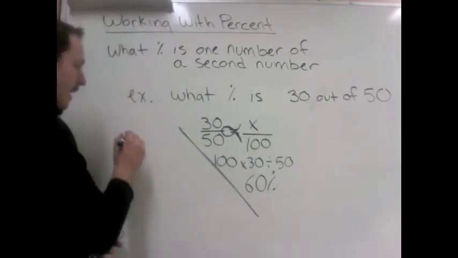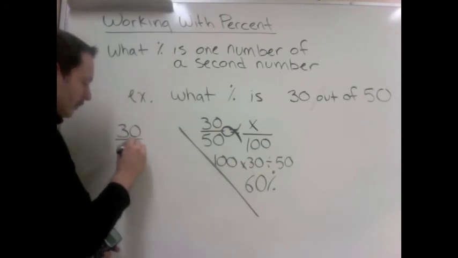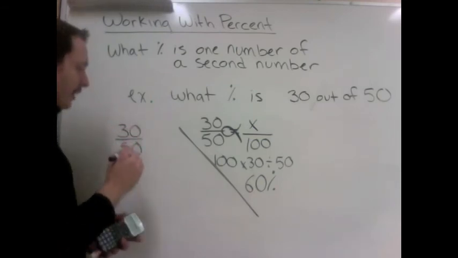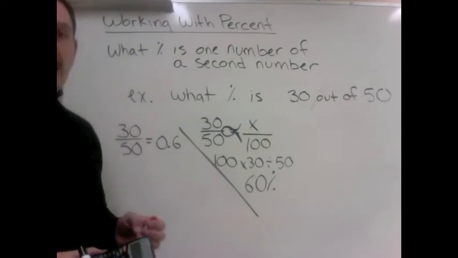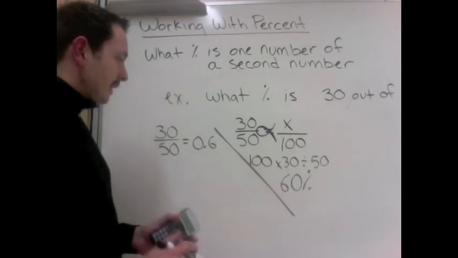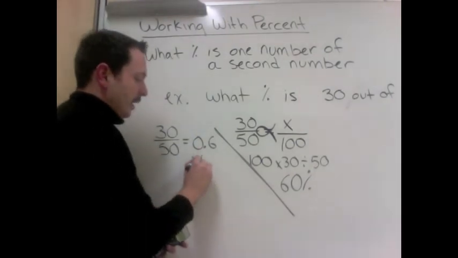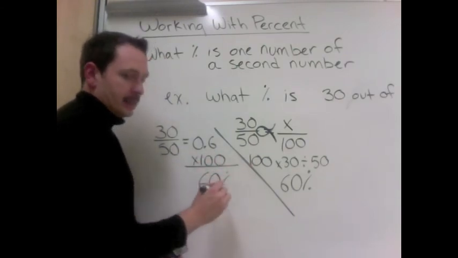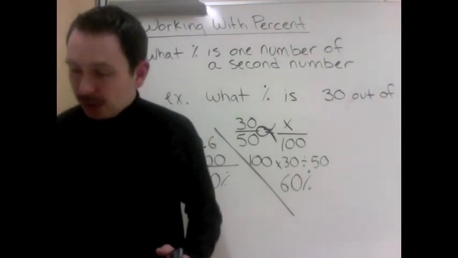The other way we can do this one is 30 out of 50. If we think of it as a fraction, because it is a fraction, we can simply divide them and it will give us a decimal. 30 divided 50 is 0.6. And now we can find percents by timesing by 100. So decimals turn into percents by timesing by 100, and we get 60%.